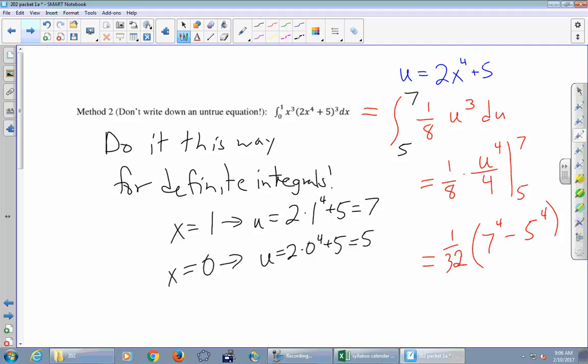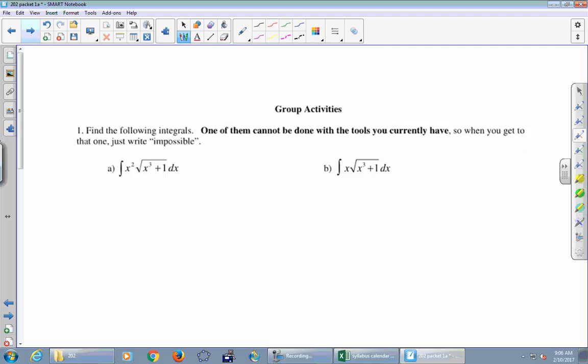Okay, so like I said, u substitution's the most important antiderivative technique of the whole semester. We're going to see more antiderivative techniques in coming classes, but this is the most important one. All right, so the activity is here, recognized in bold. It says find the following integrals, but one of them you cannot do. So don't spend too much time on any one. If you get stuck, check with your neighbors, see if anybody can do it. Otherwise, that's probably the one you can't do.